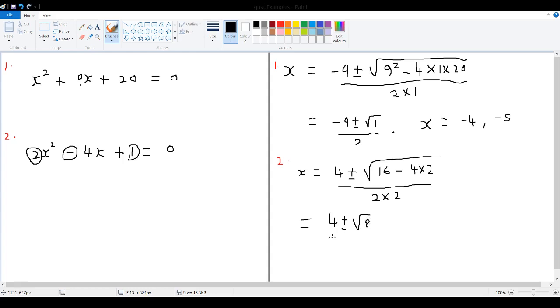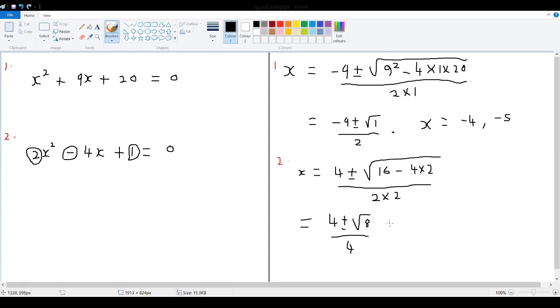I don't know what the square root of 8 is. That looks a bit nasty. And then on the bottom we have 2 times 2, which is just 4. Okay. So this is our solution. One of them is 4 plus the square root of 8 divided by 4, and the other is 4 minus the square root of 8 divided by 4.